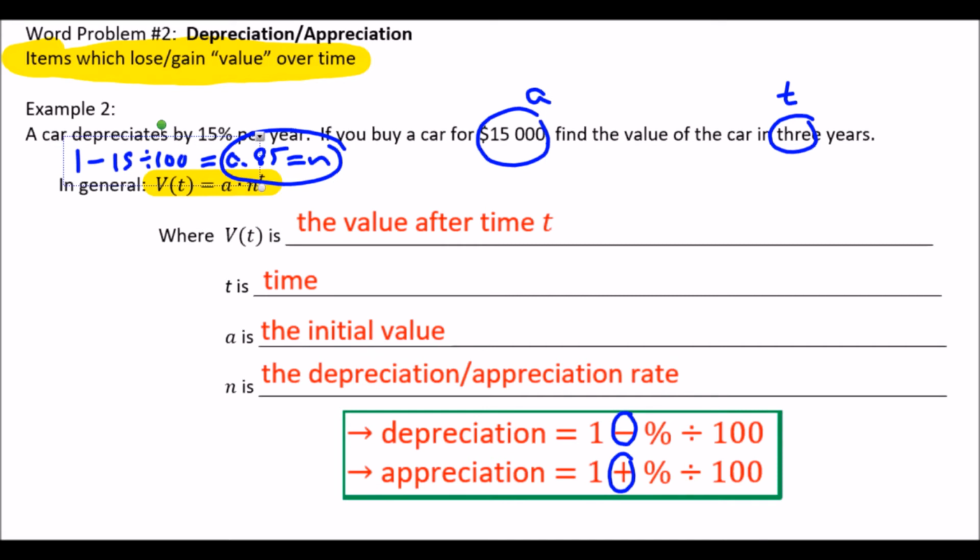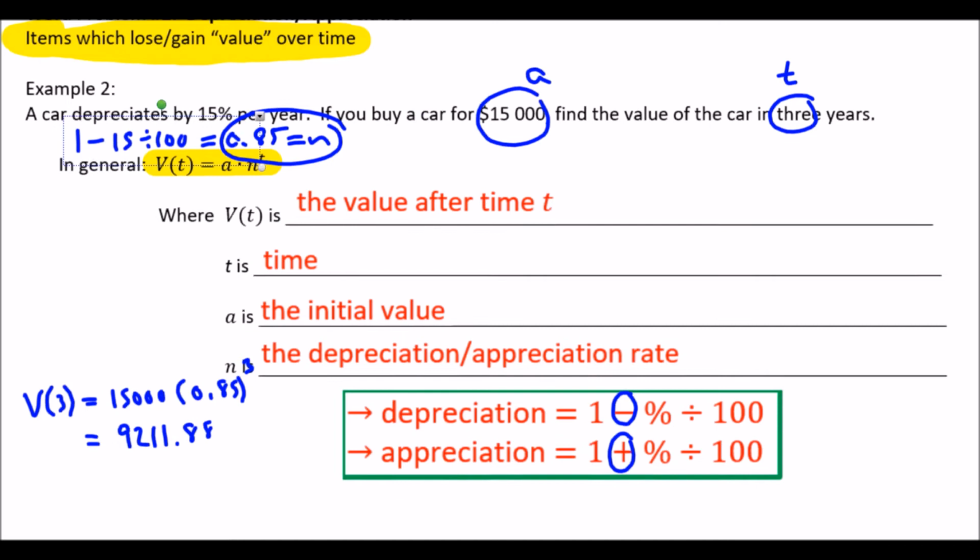Really, what else is there? Just need to solve my V of T. So I'm going to do it over here. So I've got V of 3 is equal to 15,000 times 0.85 to the exponent 3. So here, if I do this quickly, I am going to have 9,211.88. Why can you have decimals here? Because we're dealing with money, so it should go to two decimal places.